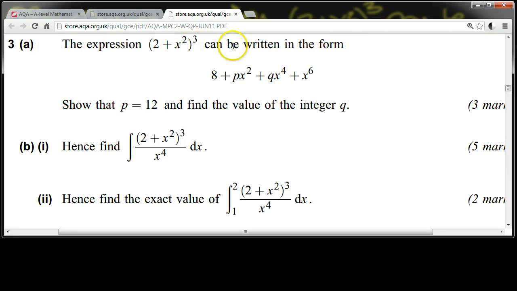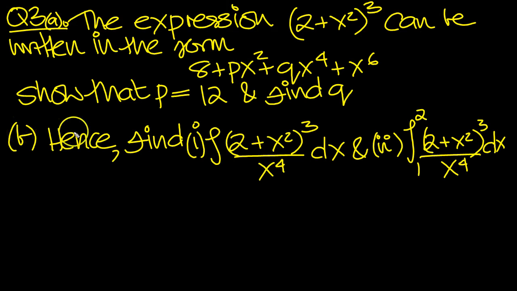The expression here can be written in this form, and it asks us to show that p equals 12 and find the value of the integer q. Then, hence, find this integral, and also hence find the exact value of the same integral between 1 and 2. So I've written out the question in summary form here.